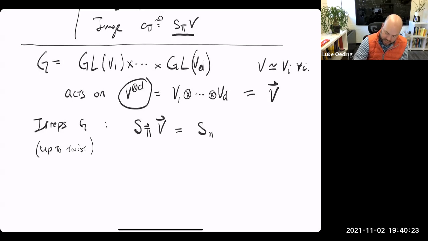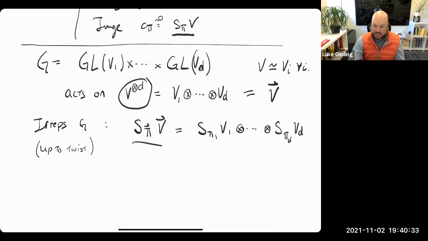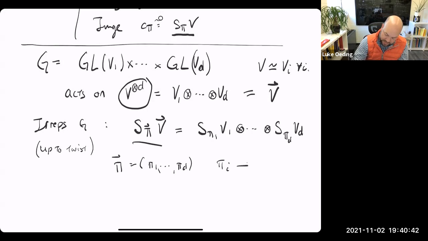This is going to be S pi 1 V 1 tensor, and so on. The notation I'm going to use is shorthand when possible. So a multi-partition pi vector is pi 1 to pi d, where each pi i is a partition of some other letter, say E. The irreducible representations don't have to match the degree. So this is just some integer.